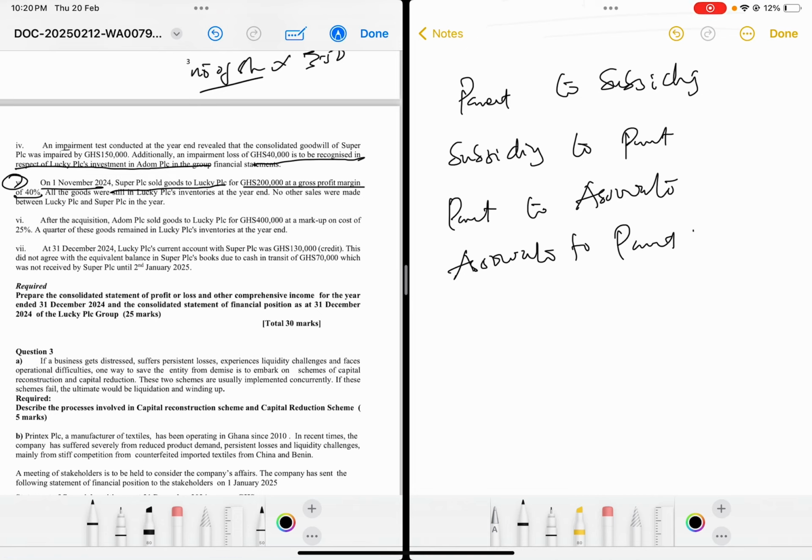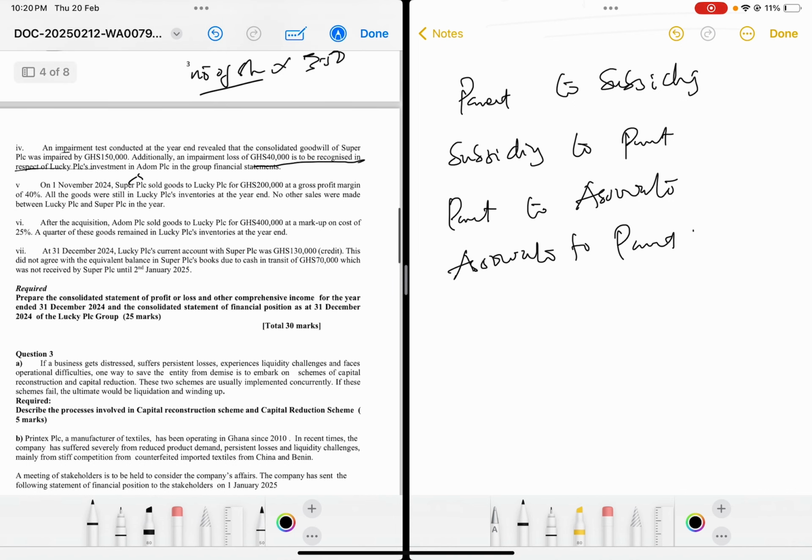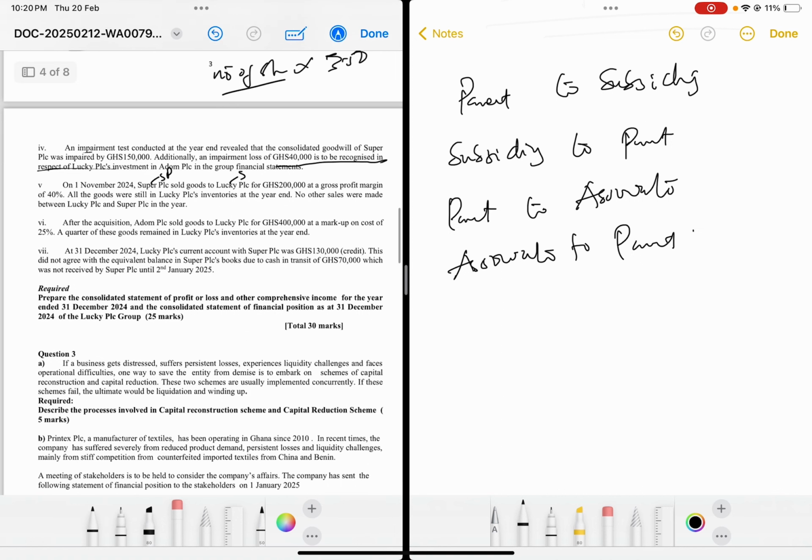So basically, when you solve the question, realize that Super PLC is going to be the subsidiary and Lucky is going to be the parent.